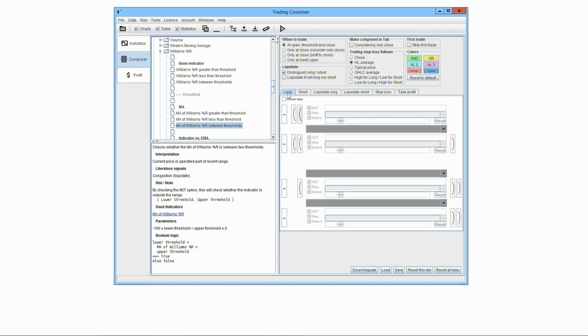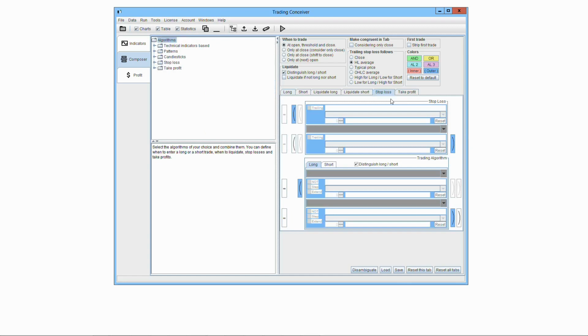Global step. By selecting this checkbox, you consider the whole tab Boolean logic to be true only when it switches from false to true. The stop loss and take profit tabs are very similar to the one described. However, they are divided into 2 sections. For instance, in the stop loss tab, the top section is dedicated to the stop loss algorithms. You can put in here only the algorithms in the stop loss branch of the tree. These are the real stop loss algorithms.